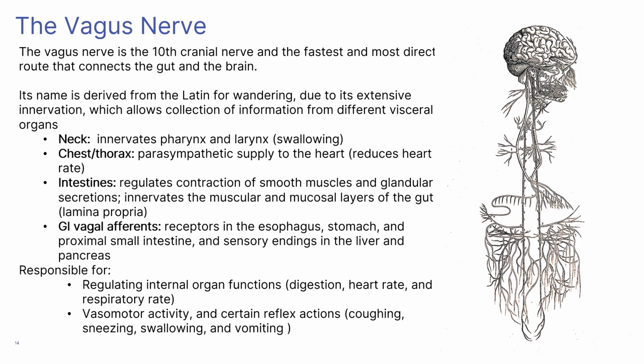It innervates the pharynx and larynx in the neck that allows for swallowing. It provides parasympathetic supply to the heart to help reduce our heart rate. In the intestines, the vagus nerve helps to regulate contraction of the smooth muscles, participates in GI motility, and even is involved with glandular secretions. Also, it has different receptors in the esophagus, stomach, and even the proximal small intestine. So the vagus nerve is quite involved in GI function.